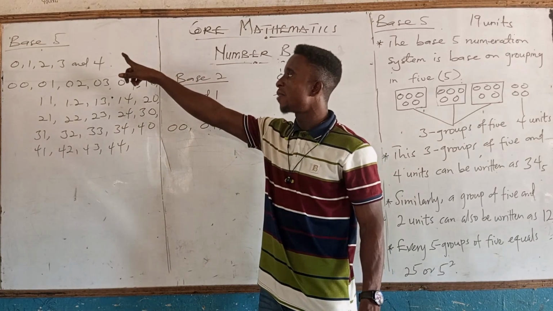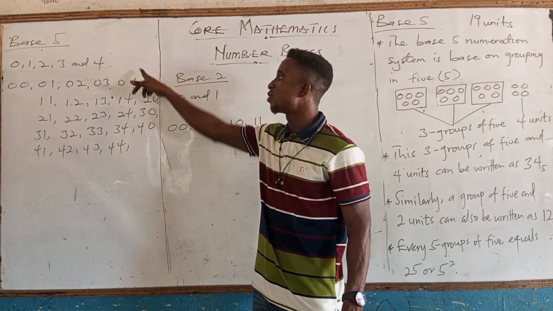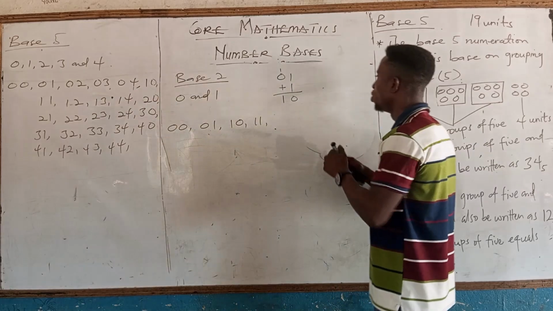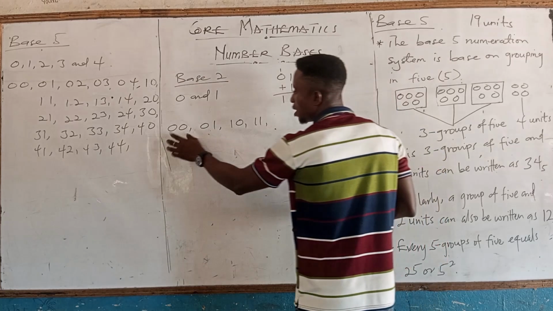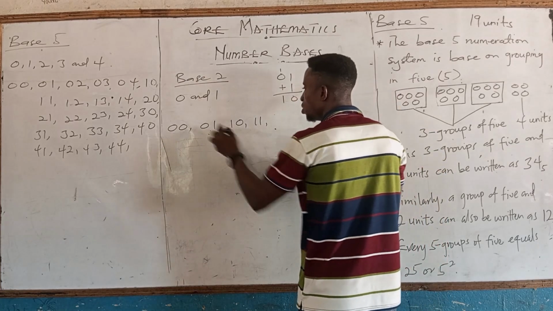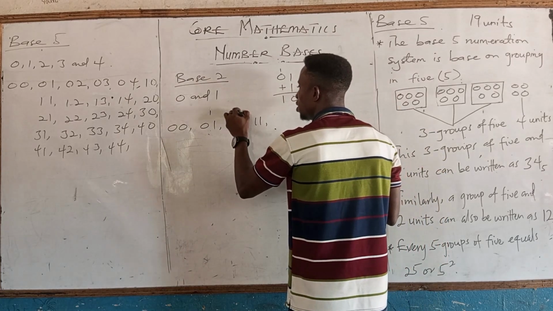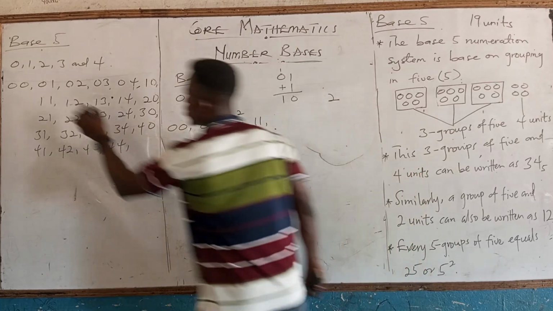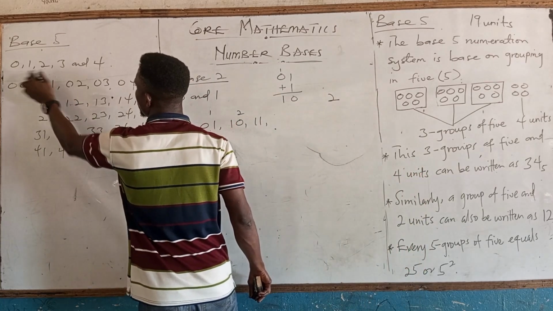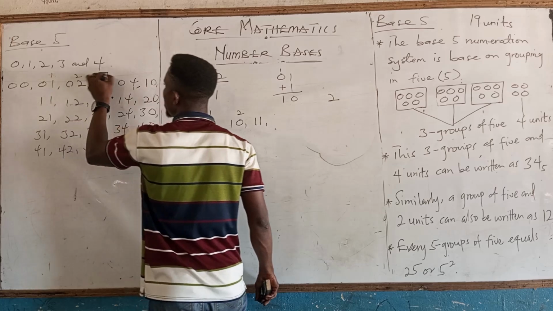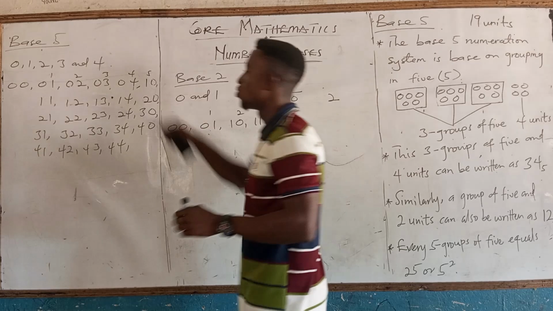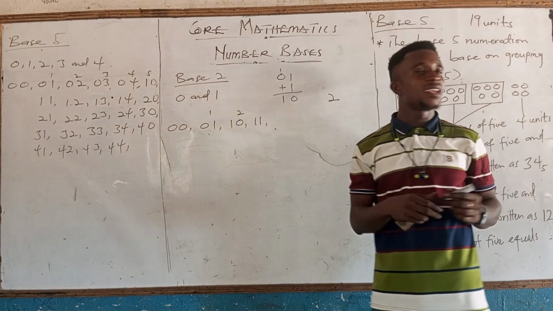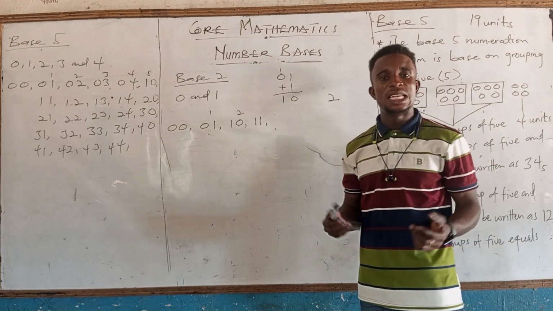Because group base 5, so when we have 5, it is what? 1, 0. Base 2, so when we have the 2, it is what? 1, 0. That is what? 0, 1, 2, 1, 2. So this one is what? 0, 1, 2, 3, 4, then this is the 5. Base 5. So 5 tends to what? 1, 0. The same thing applies to base 8, the remaining bases.